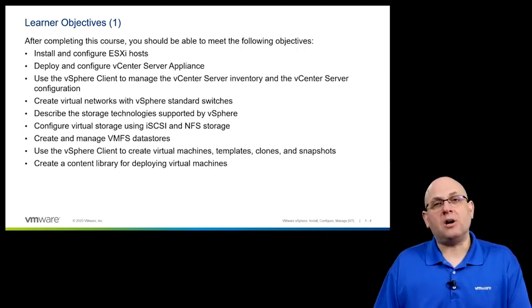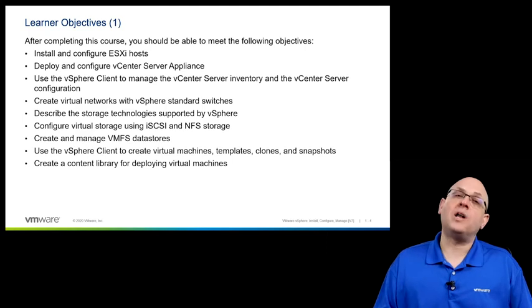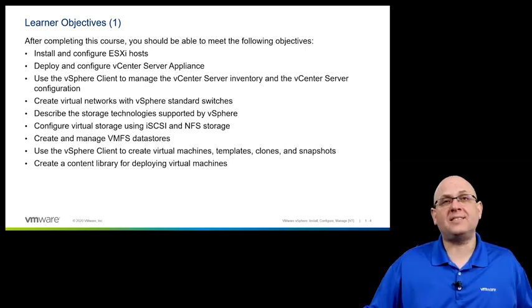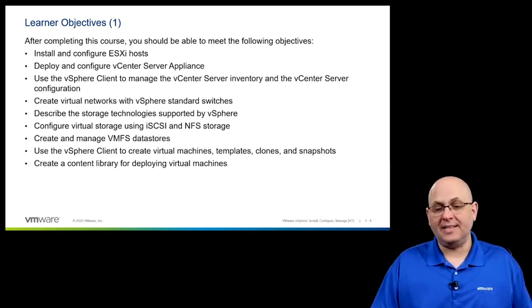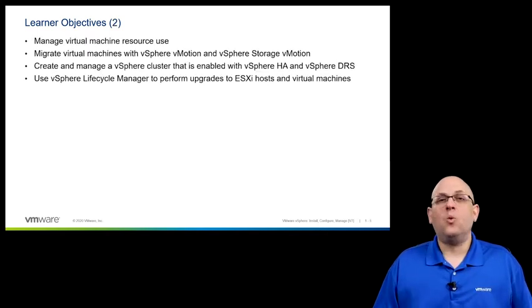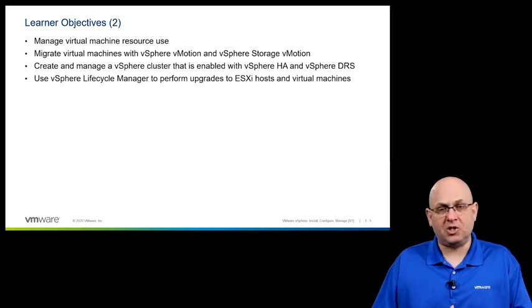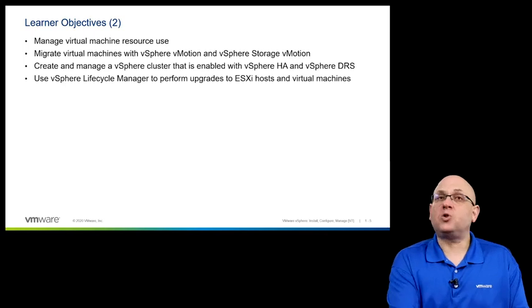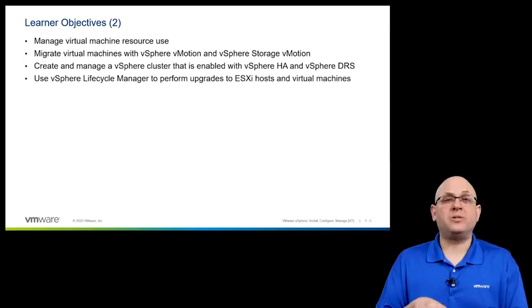We'll look at a system called our content library, which is a way that we can synchronize our templates between multiple vCenter systems that exist within the larger software-defined data center. We'll then look at how we manage our virtual machine resource usage. How much CPU and how much memory and how much storage, what kind of capacity and what kind of performance do we get out of those sorts of things.